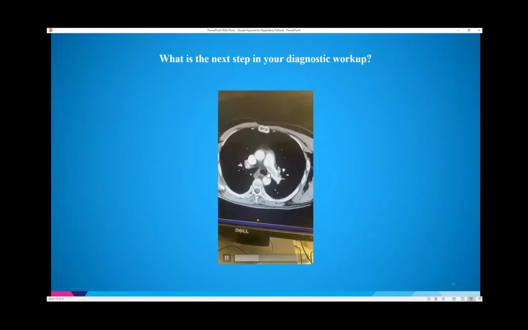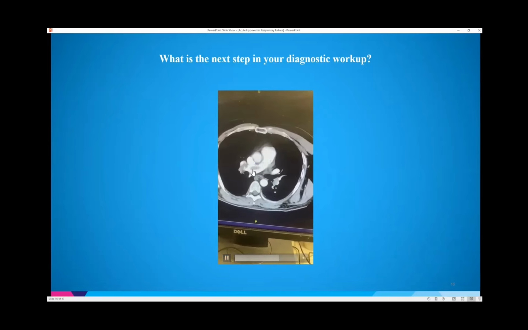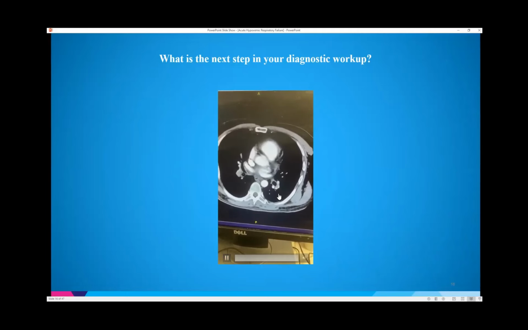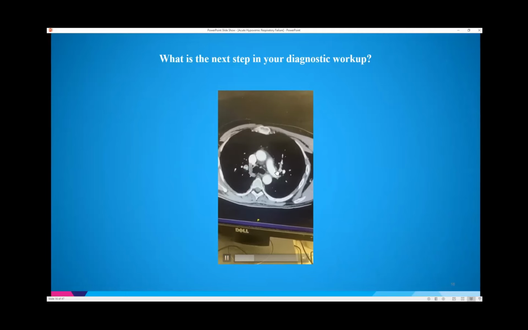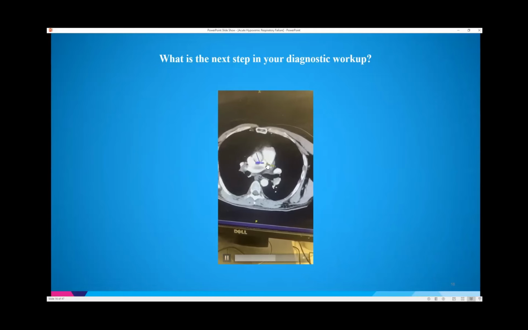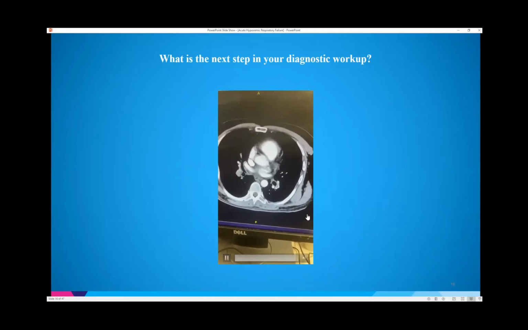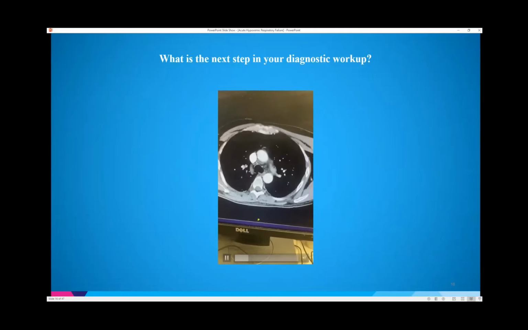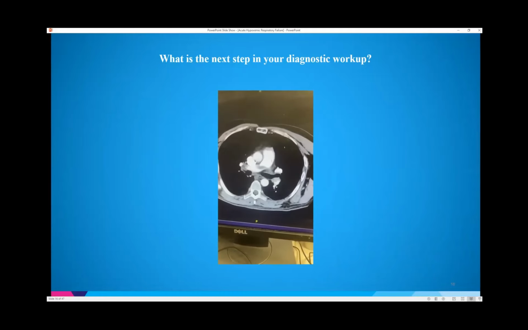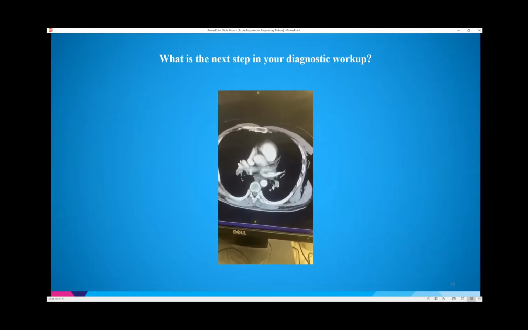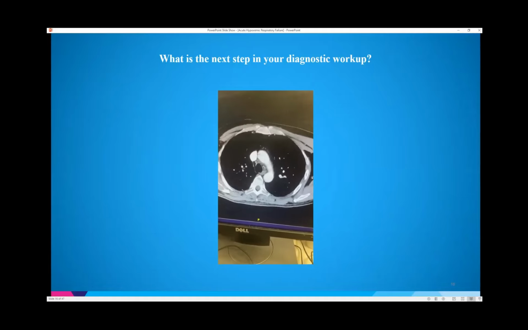And you can see the saddle embolus right here. The measurements that you saw were just the measurements of the pulmonary artery. You can see it's dilated, bigger than the aorta, indicative of elevated pulmonary artery pressures. And then obviously cor pulmonale and McConnell sign indicative of acute cor pulmonale pressure overload.